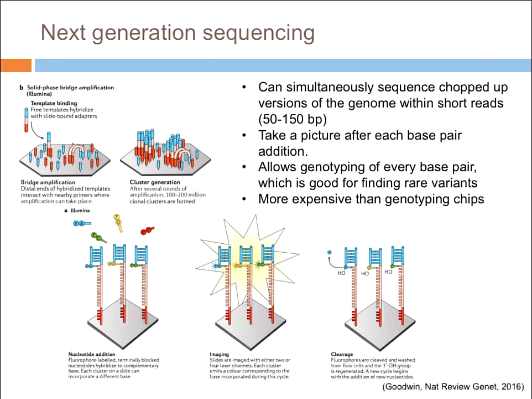So this is definitely more expensive than genotyping chips. Again, costs are going down now, but it allows you to genotype every base pair. So instead of genotyping just a subset of base pairs in the genome, here you're going to genotype every base pair.